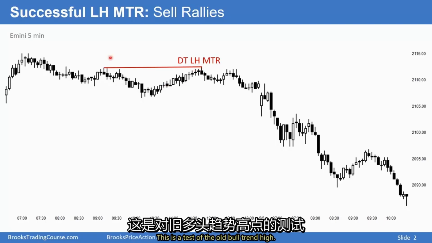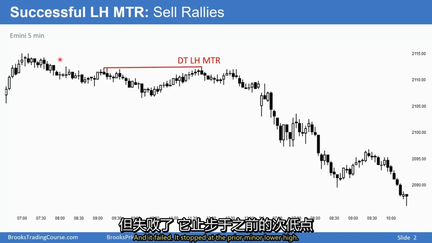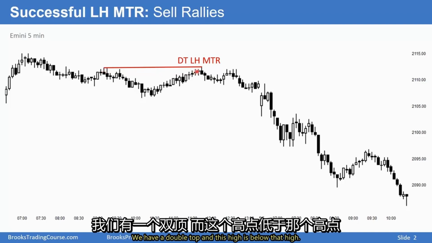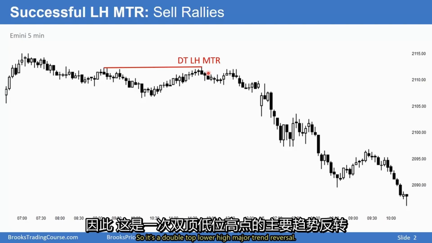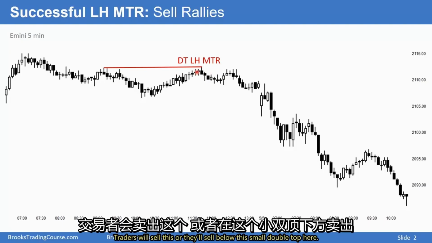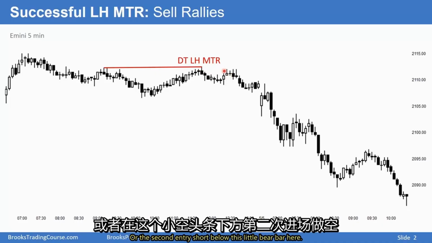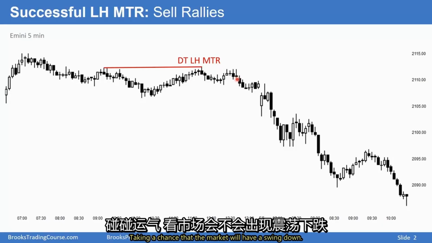This is a test of the old bull trend high, and it failed. It stopped at the prior minor lower high. We have a double top, and this high is below that high, so it's a double top, lower high, major trend reversal. Traders will sell this, or they'll sell below this small double top here, or the second entry short below this little bear bar here, taking a chance that the market will have a swing down.